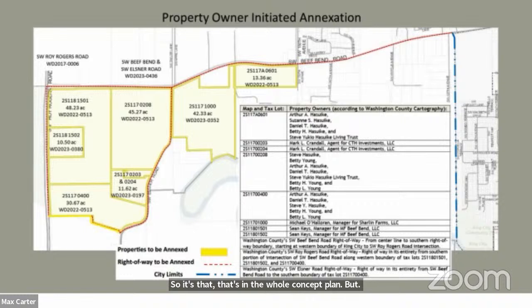So that's in the whole concept plan, but if Mr. Myers decides that they want to hold that property in their family, whatever, and we're counting on that acreage, what responsibility does the developer have in what we are annexing now?